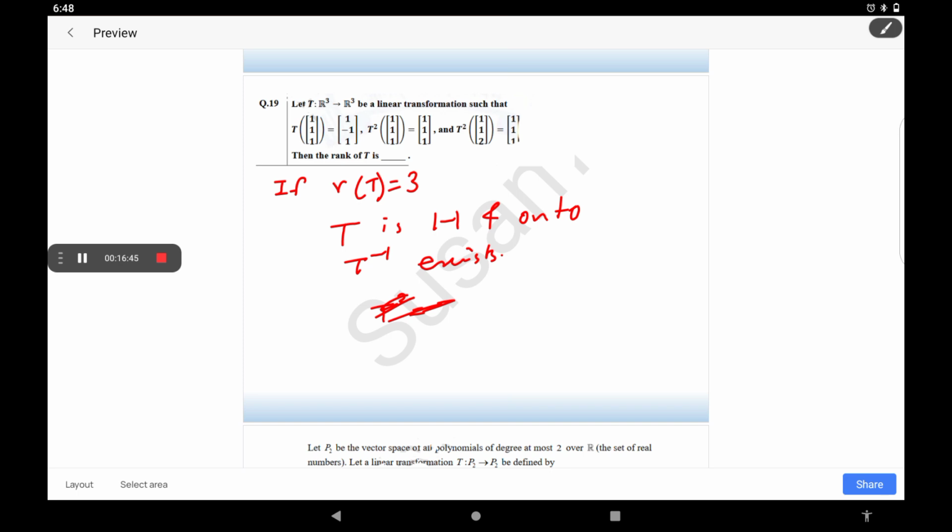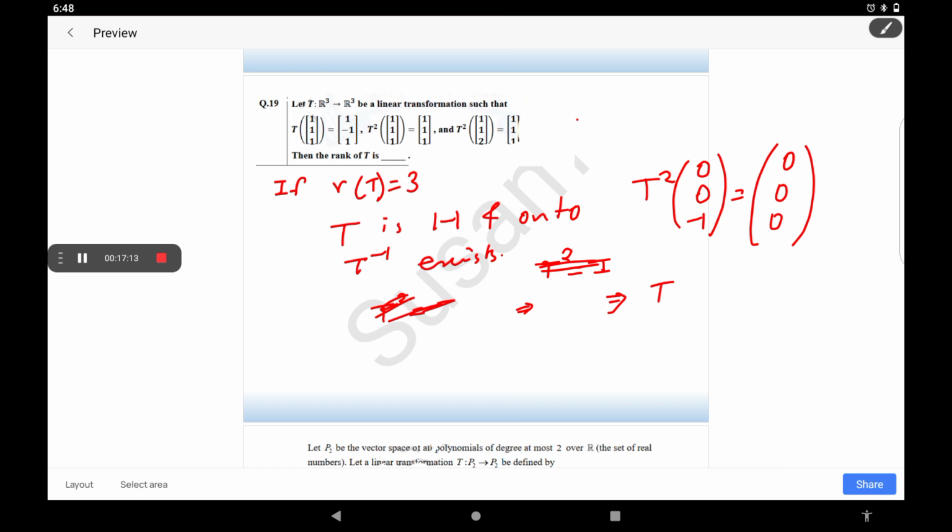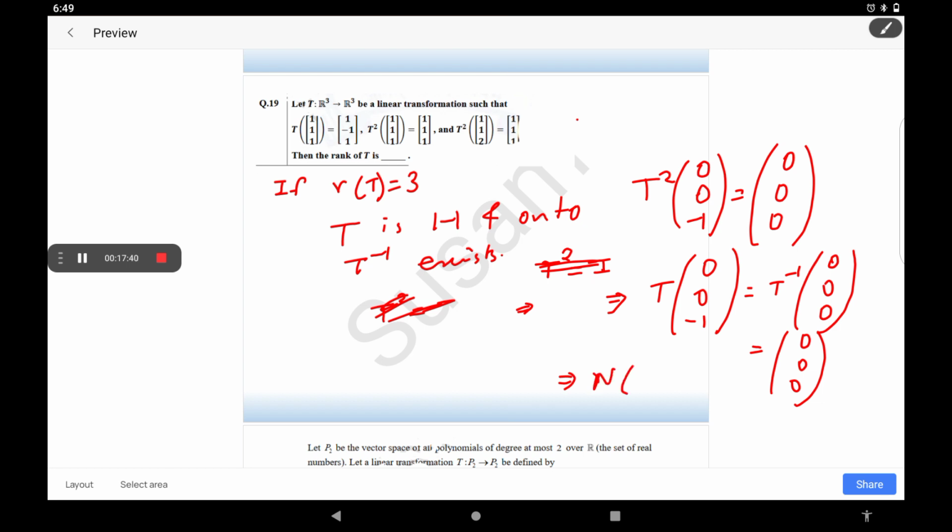Now T inverse exists and rank of T is 3. Earlier we got T square of (0,0,1) equals (0,0,0). I forgot, sorry. Since T inverse exists, T is invertible, so T inverse is also one to one. So this is (0,0,0). This implies nullity of T equals 1, but earlier it implied nullity of T equals 0. So we are coming to a contradiction.